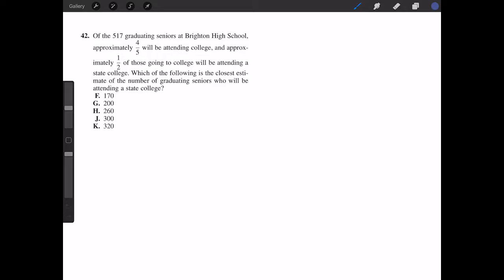For problem 42, it reads, of the 517 graduating seniors at Brighton High School, approximately 4/5 will be attending college, and approximately half of those going to college will be attending a state college.